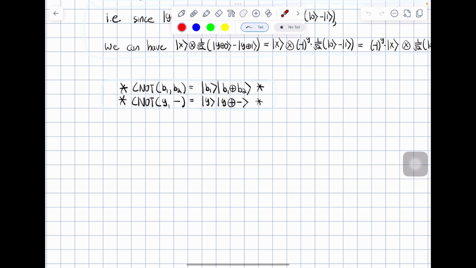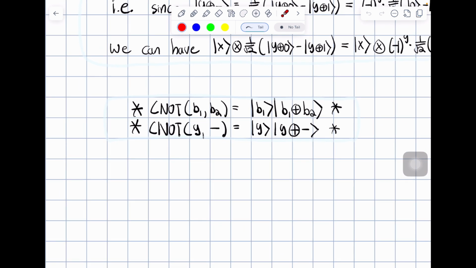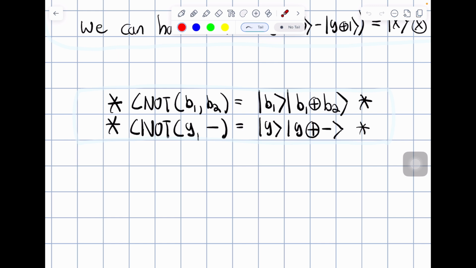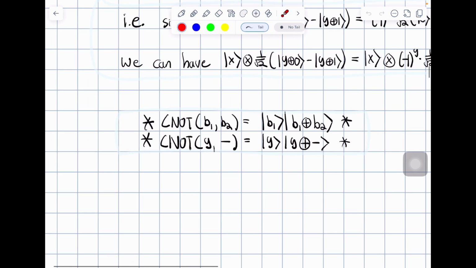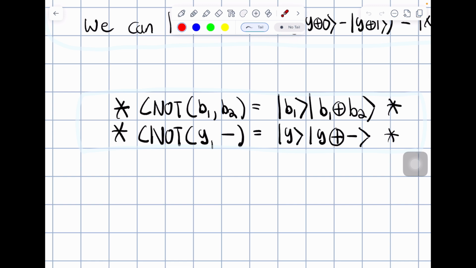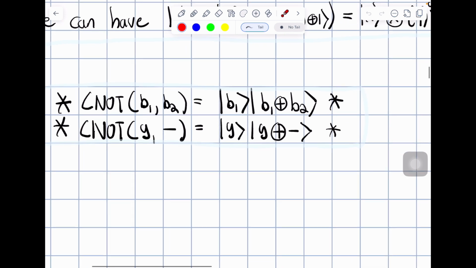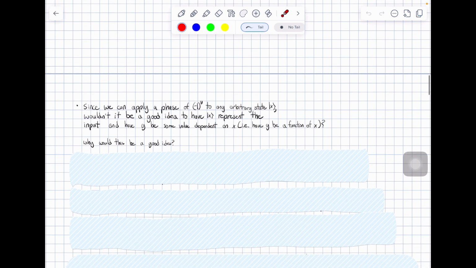And this is just a remark. One way you could do this would be using the C0 gate, right? The C0 operation with the control bit being B1 and the target bit being B2 is equal to the B1 state tensored B1 XOR B2, right? That's an identity we proved last time. And then, if you plug in y, either 0 or 1, for B1, the control bit, and the minus state for the target bit B2, then you're able to get this: y tensor y XOR minus state. That would be one way you could actually do this in practice.